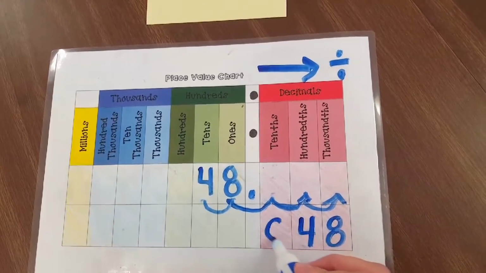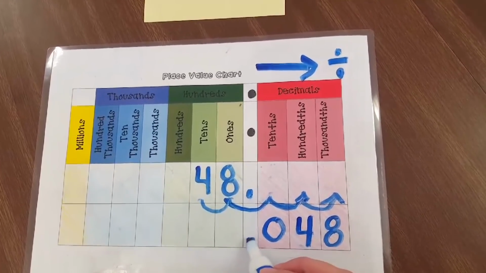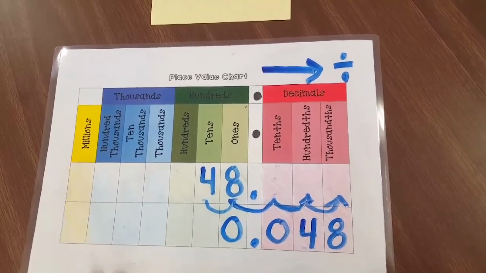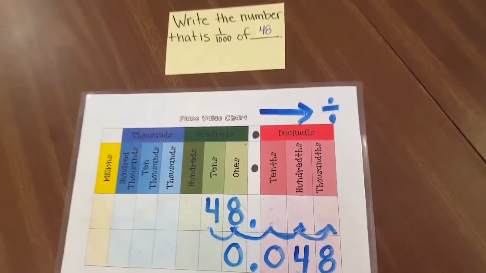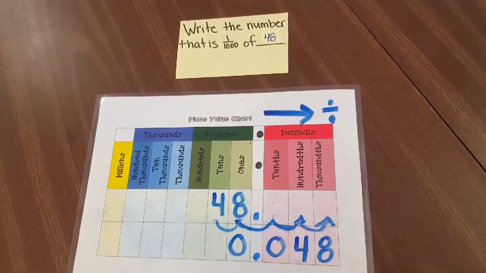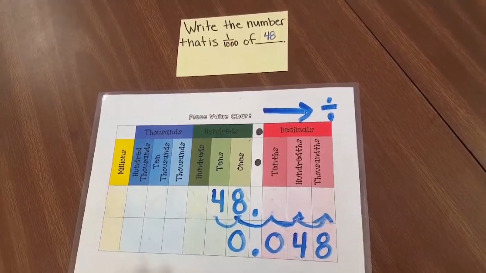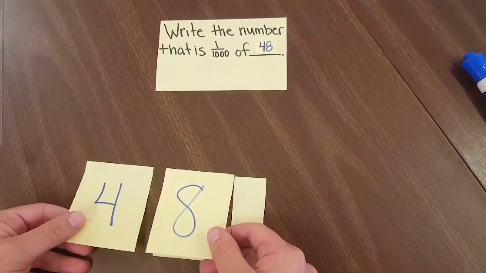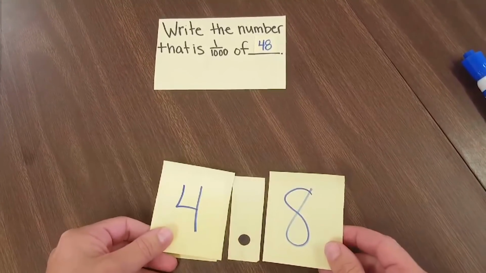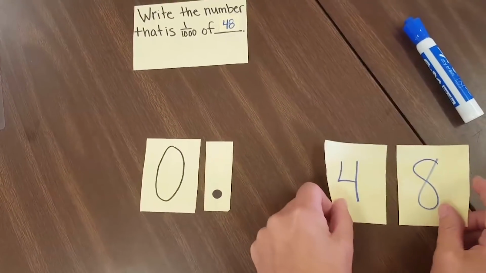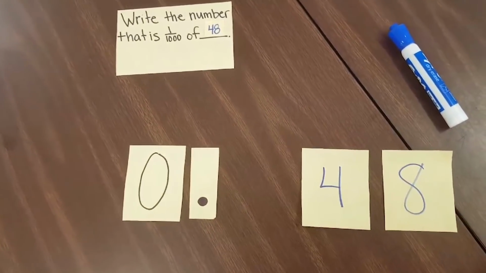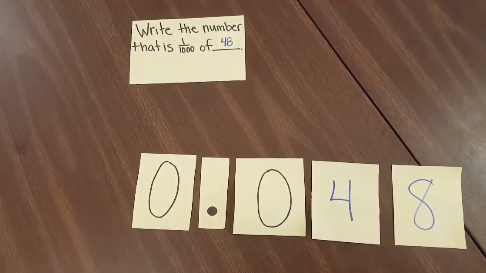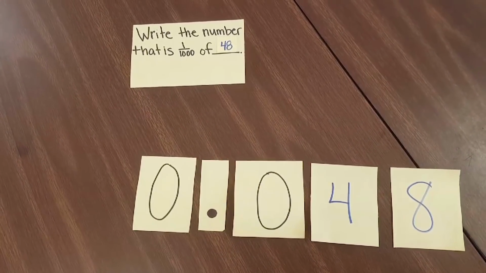Don't forget your placeholder 0 in the tenth place and your decimal. If you want to write the 0 in the ones place, you can do that as well. 48 thousandths is 1,000th of 48. If you're using post-it notes, you'll move your post-it notes 3 places to the right. 1, 2, 3. Don't forget to add a placeholder 0 in your tenth place. 48 thousandths is 1,000th of 48.